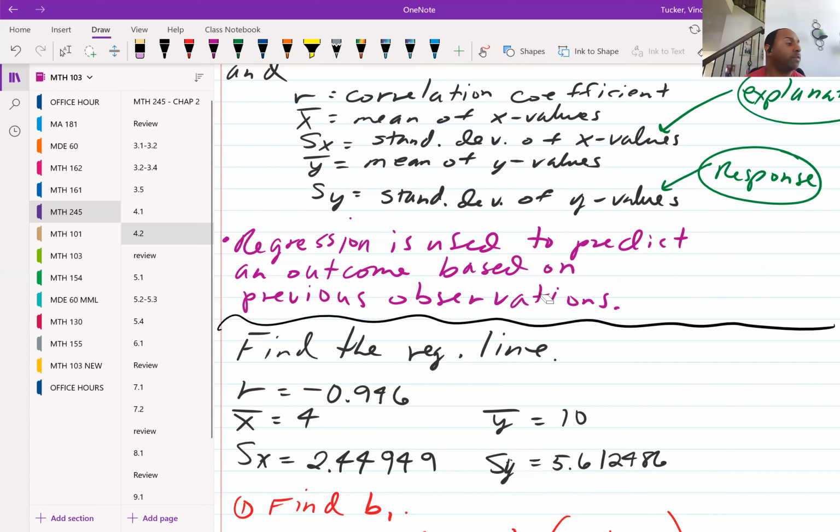So the correlation coefficient here is negative 0.946. X bar, the mean of our X values, is 4. Y bar, the mean of our Y values, is 10. S of X is 2.44949. S of Y is 5.612486. These are standard deviations.